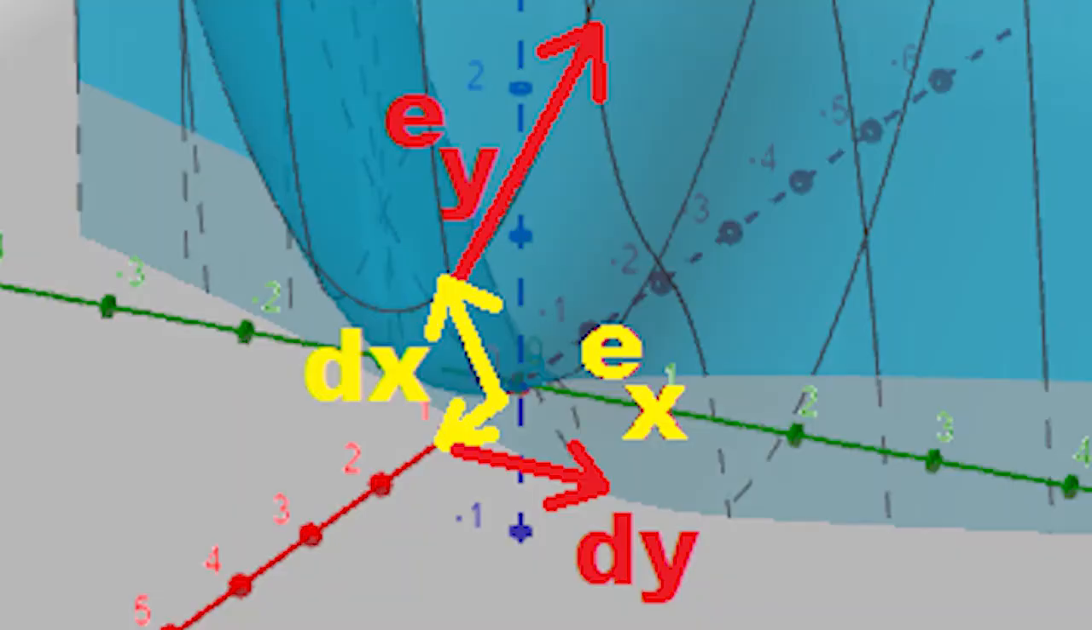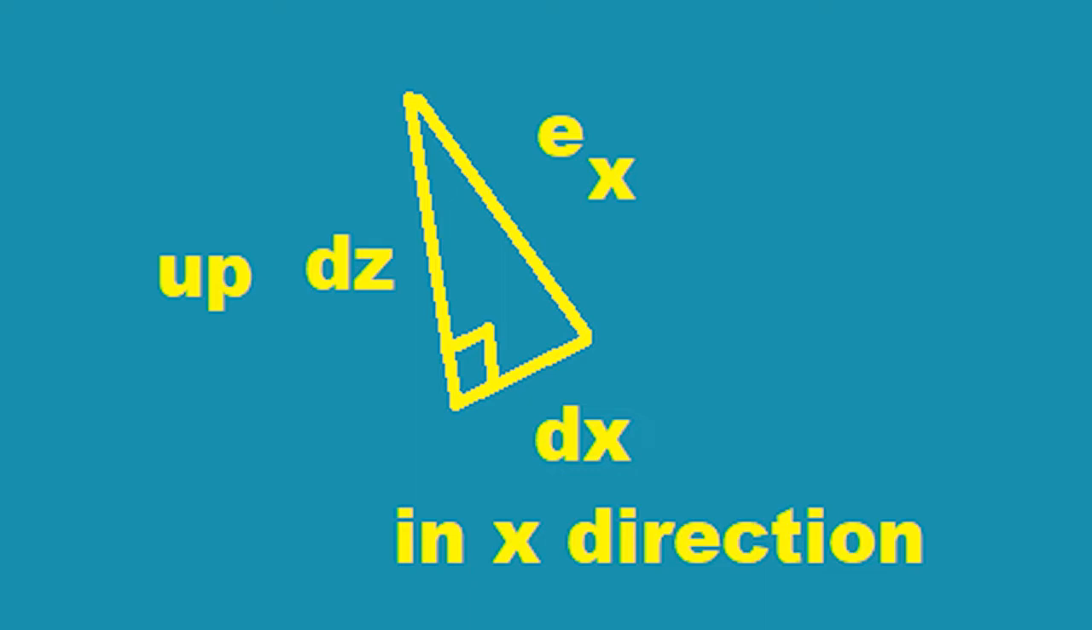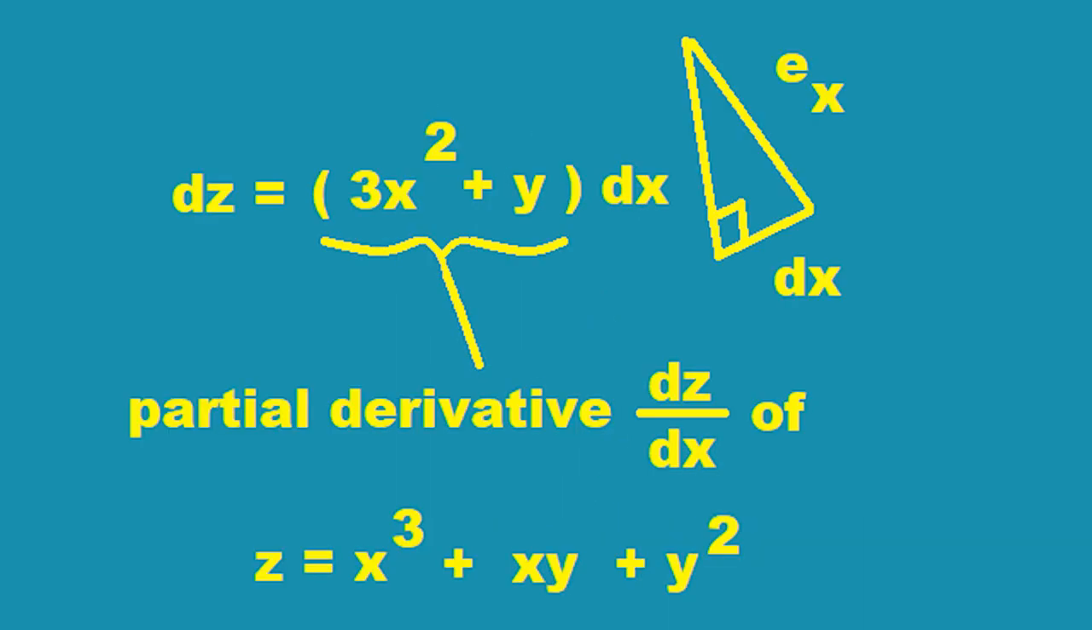In the 3D space, if we move a slight bit dx in the x direction without moving in the y direction at all, we will have to move up a slight bit dz in the z direction in order to figure out the differential distance ex moved across the surface. For instance, we might say that the change in z, dz, equals the partial derivative 3x squared plus y times the change in x, dx. But we don't move across the y direction whatsoever in this cross section.